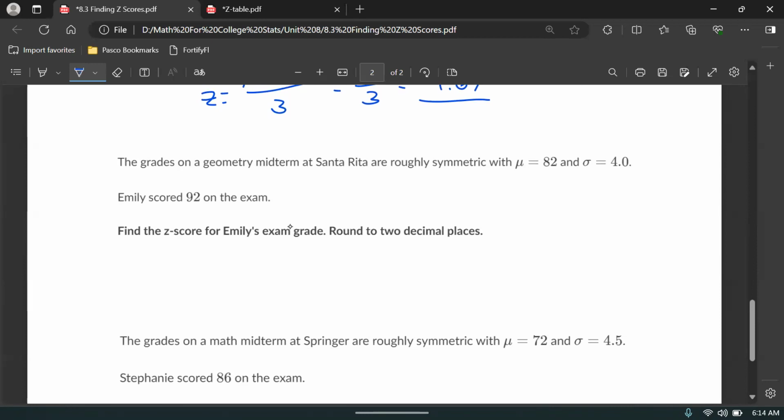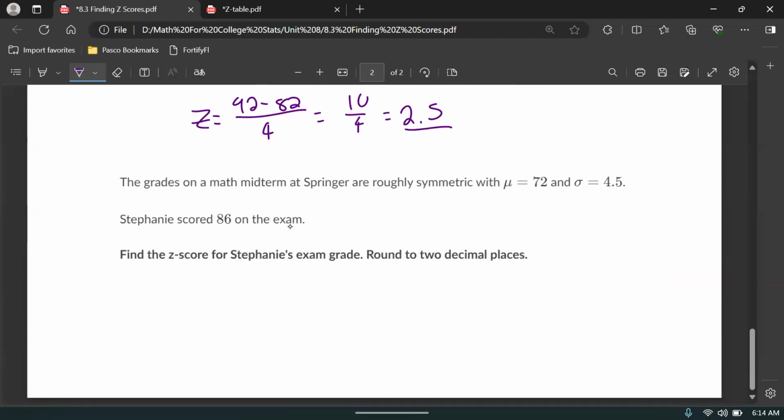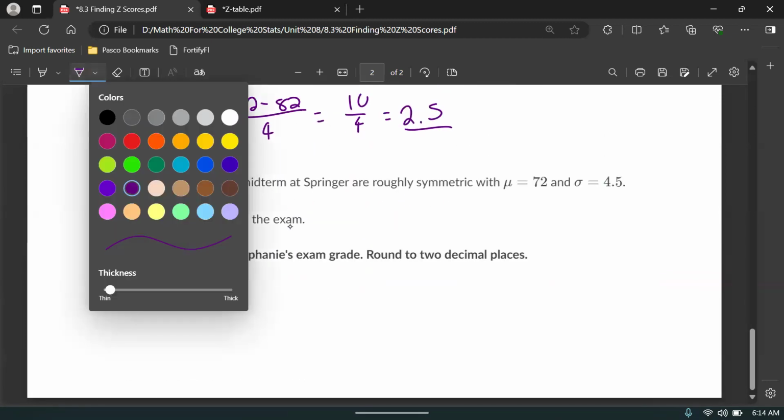And then a couple more. We have Emily scored a 92. So z-score, we have 92 minus the mean, which was 82, divided by the standard deviation, which was 4. So this is going to be 10 over 4. And 10 divided by 4 equals 2.5. That's your z-score there. And then one more time, Stephanie scored an 86.